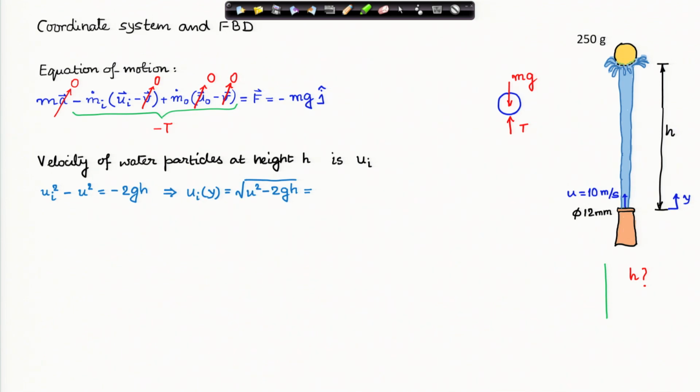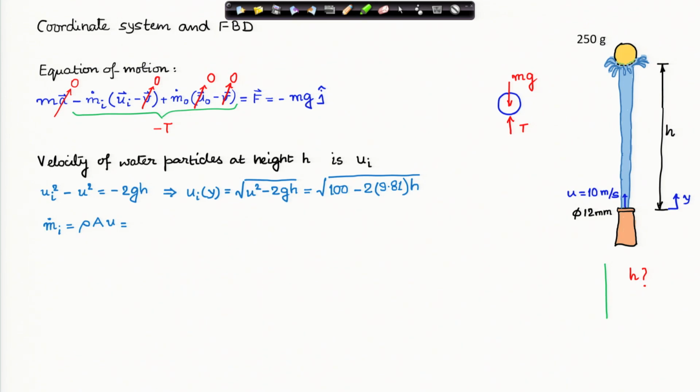u I is the square root of u square minus 2 g h, whole thing under root. And if you plug in the values, the velocity at the nozzle is 10 meter per second, therefore that is 100 minus 2 times 9.81 times h, where h is the height at which I am measuring the velocity.